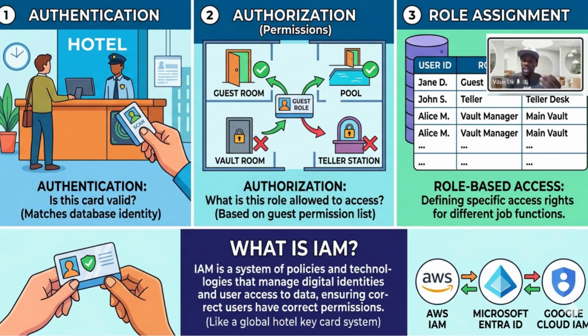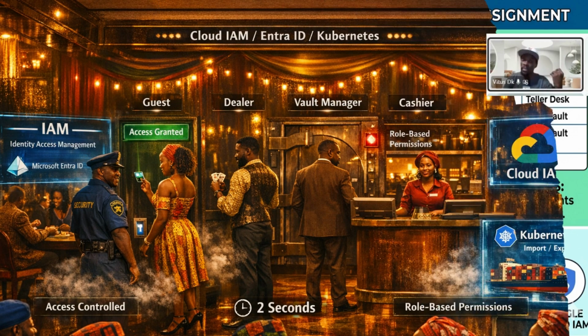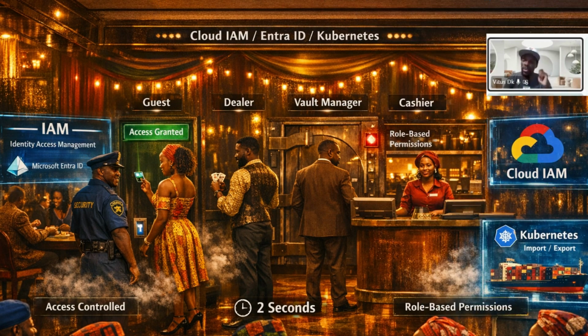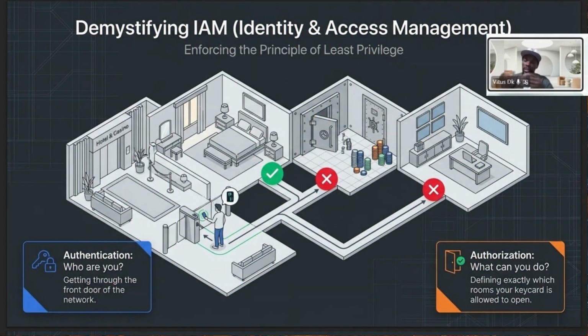Just because you have access to that casino does not mean you have access to go and deal cards, or access to the vault, or access to the cashier's backstand to go and be counting money. You only have access to what that key card gives you access to. So you can be a guest, or the teller, or the vault manager, or the dealer of the cards. So that is what IAM, Identity Access Management, is talking about.